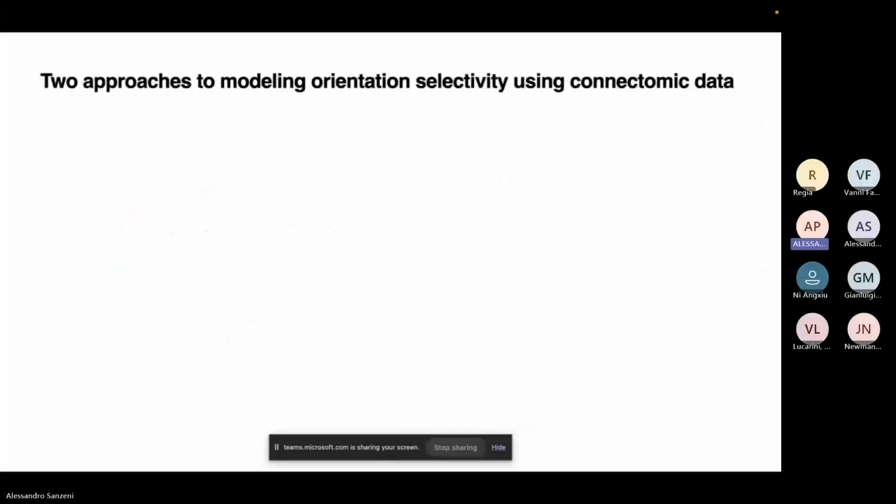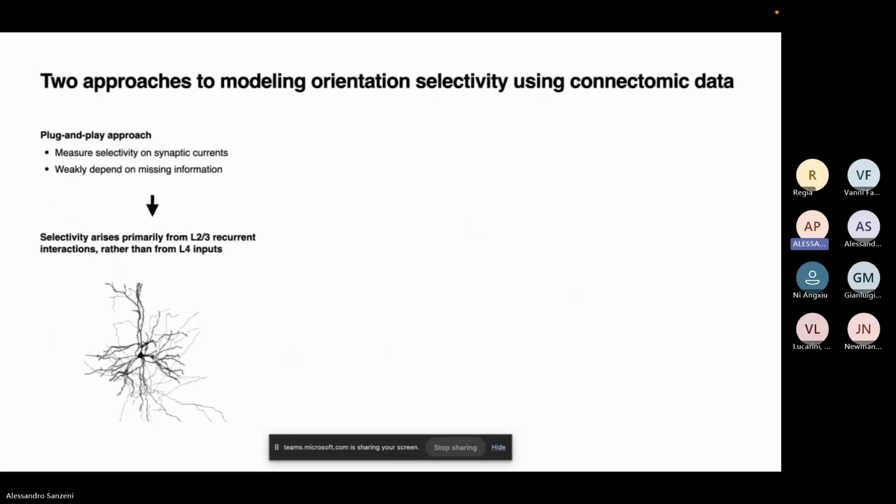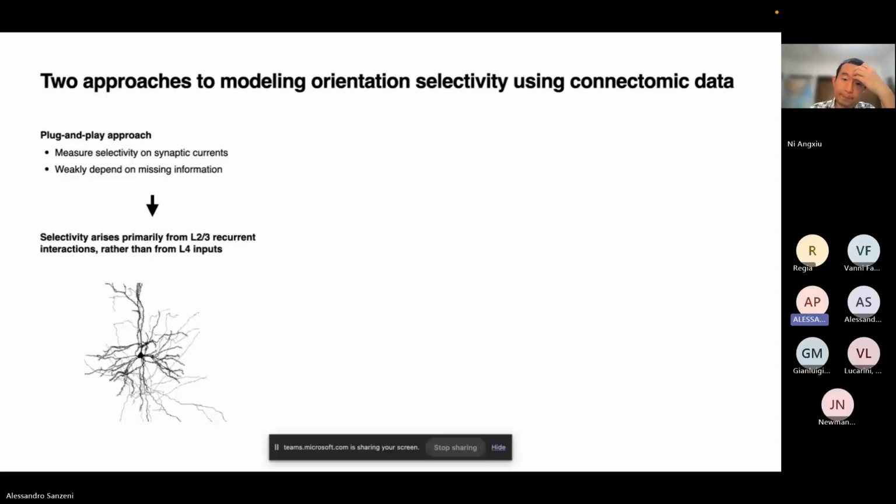And we developed two alternative approaches to use this data. First, we use a plug-and-play approach of the connectome. And the idea here is to look at observables that are less dependent on quantities not directly constrained by data, in particular the synaptic currents. And with this approach, we show that recurrent interactions within layer 2-3 are the primary driver of selectivity.